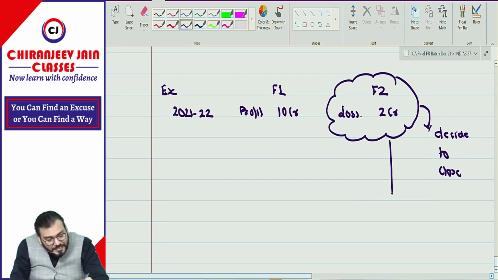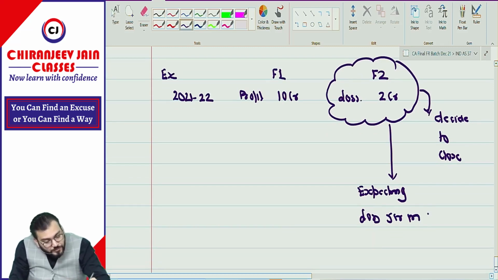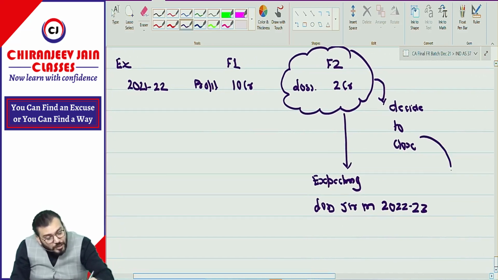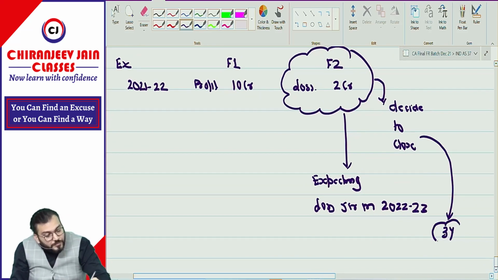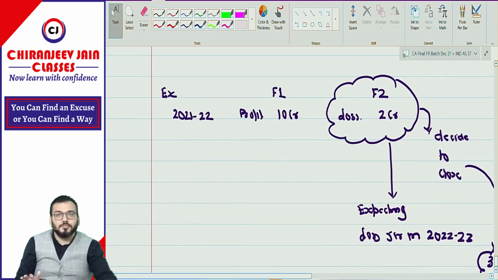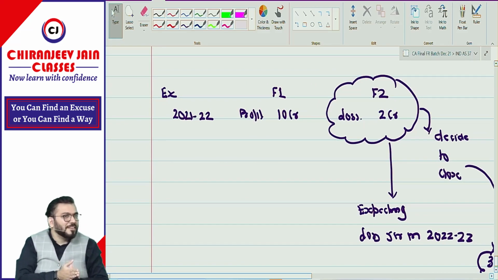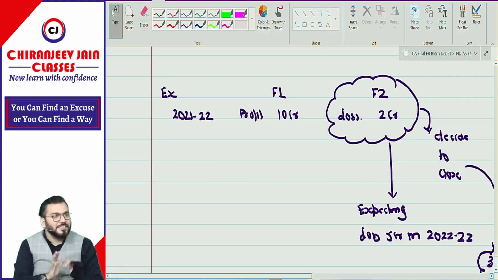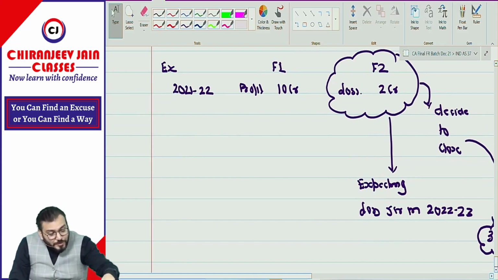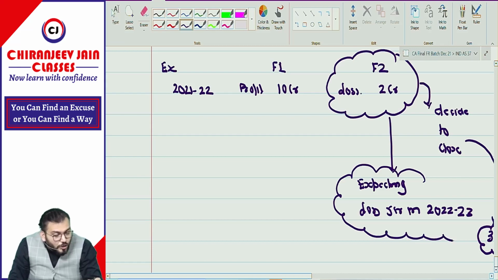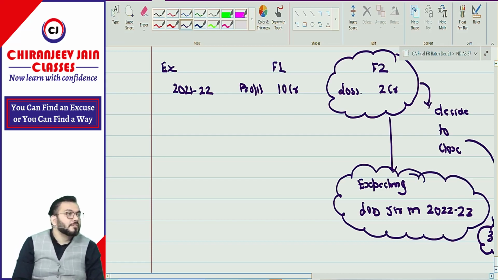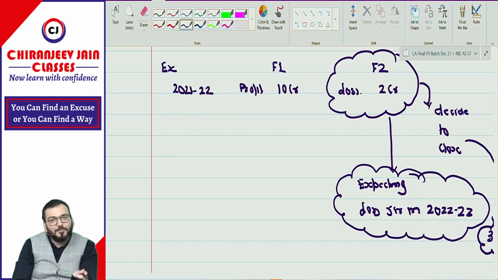And they are expecting a loss of 5 crore in which year? 2022-23. Actual closing will be after 3 years. Understood? Because closing down will take time. I have decided, it does not mean we'll close today only. It takes time. The question is: should we recognize a provision for this loss? Yes or no? If you are saying yes, give me a reason. If you are saying no, give me a reason.